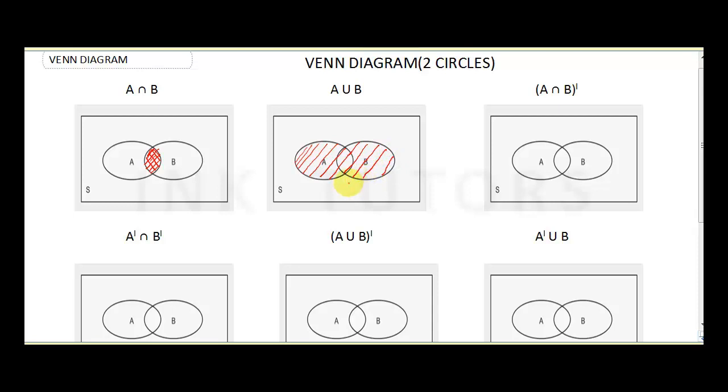So the third one says A intersection B complement. Remember what we talked about complement? We said complements are those things that are not in that particular set but can be found in the universal set. Now it's asking us for A intersection B complement. Now remember our A intersection B, these are the things that can be found in the A intersection B. Now for A intersection B complement, it's going to be those things that are not in A intersection B but can be found in the universal set. So I'm going to shade everything that is not in A intersection B.